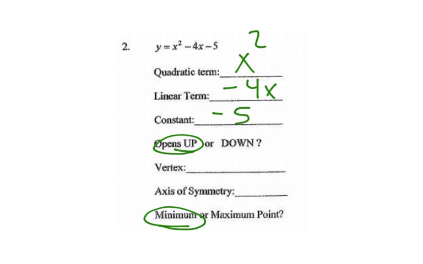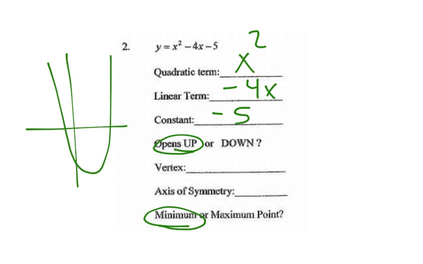Now, if you'll notice, this was very similar to the last problem. All you've got to do is arrow over there and change the plus 5 to a minus 5. Press graph just to get a glance of it. Yes, it still opens up. Yes, it is a minimum. So this time, my graph looks something like this.